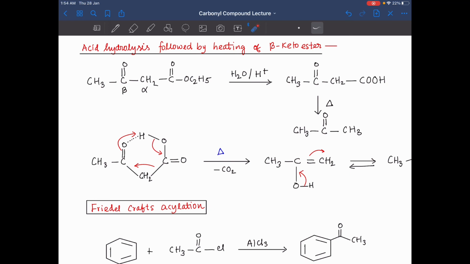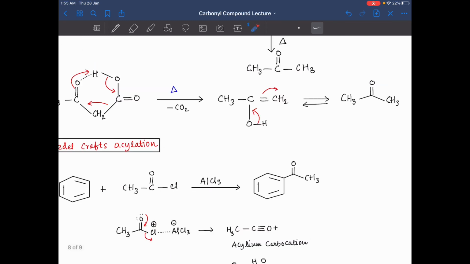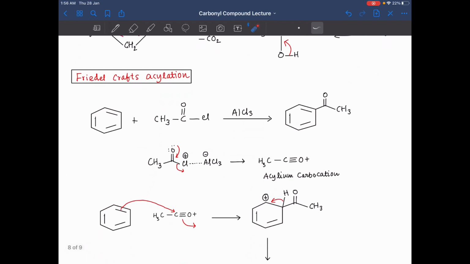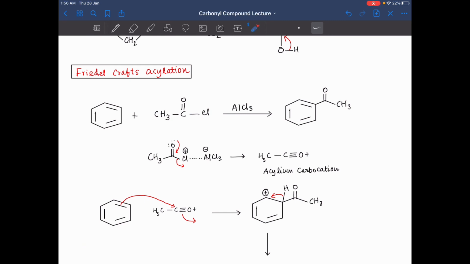We can also produce ketone by heating a beta keto acid. So how can we produce this beta keto acid? We can produce it by hydrolysis of a beta keto ester. After the removal of carbon dioxide gas, it will produce the enol form, which will then tautomerize to the keto form. We can also produce carbonyl compounds by the Friedel-Crafts acylation reaction.